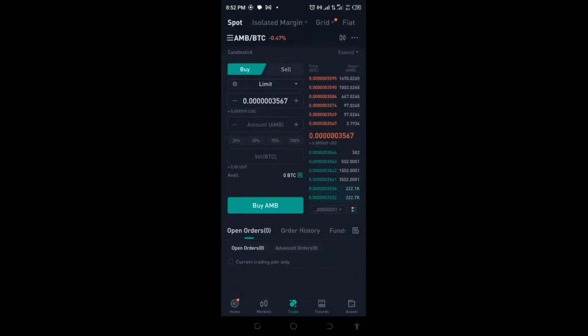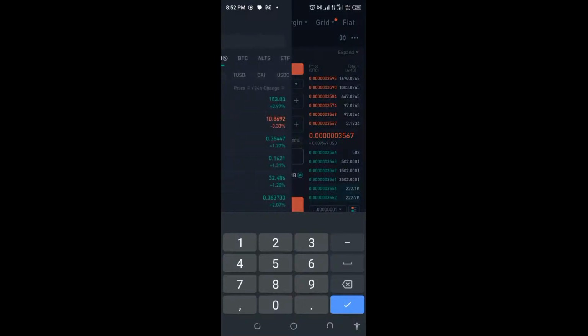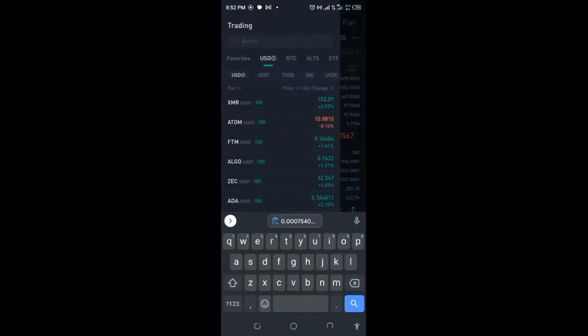What do we have here? It's 3567. Let's hope there's profit here. All right, so you just paste that there. Okay, so we get 0.00754. All right, let's just copy that and go and check whether we're going to make money or not.